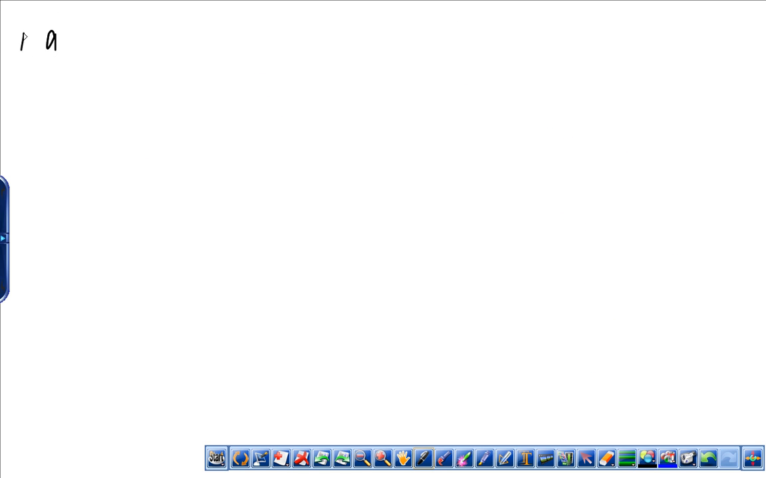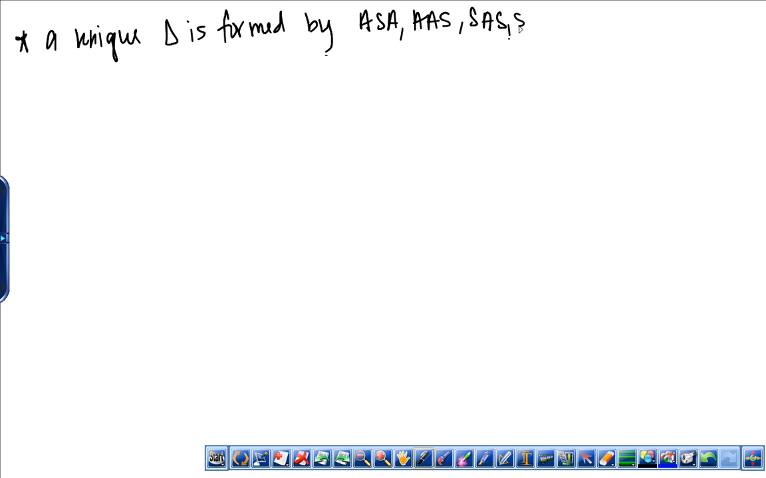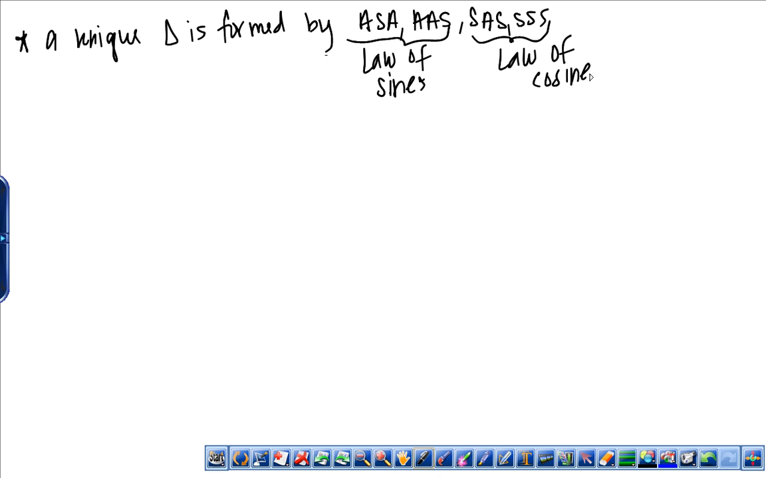Remember, let's do this first, that a unique triangle is formed by angle, side, angle, by angle, angle, side, by side, angle, side, and by side, side, side. These first two, you can use law of sines, which we are doing today. And these last two we used yesterday, which are the law of cosines. If you remember way back when, in geometry, that side-side-angle is not a postulate. Therefore, you do not form a unique triangle.